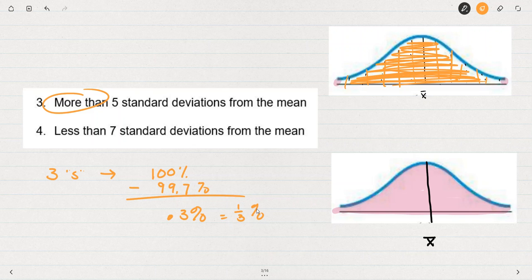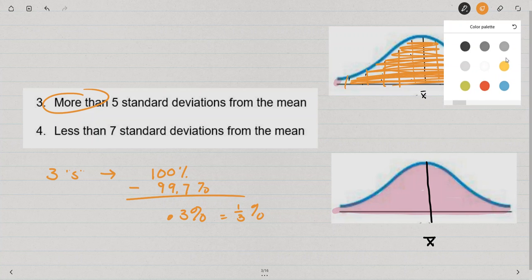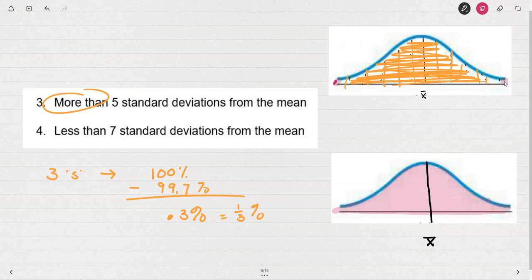That's 3 standard deviations. If we're talking 5 standard deviations, we're way out here, just a tiny, tiny sliver on both sides. And it comes up so small that it's going to be 0%. We consider it to be 0% just because it's so small. Anything greater than 4 standard deviations is considered to be so small that we would call it 0%.